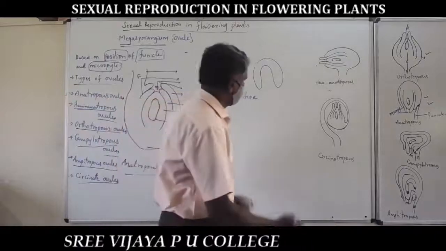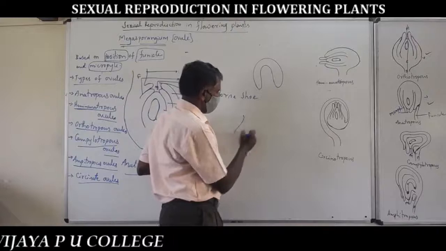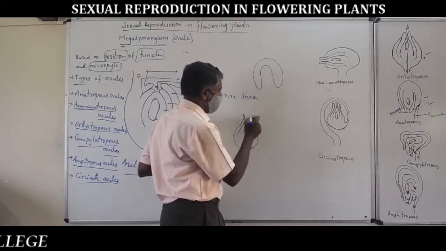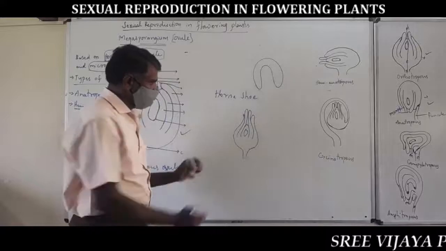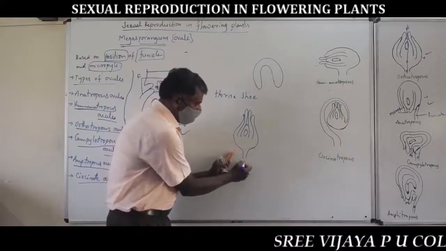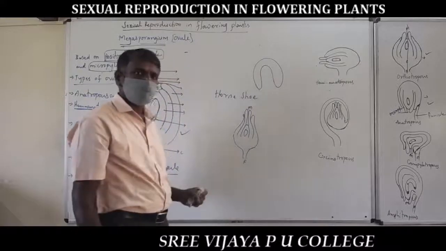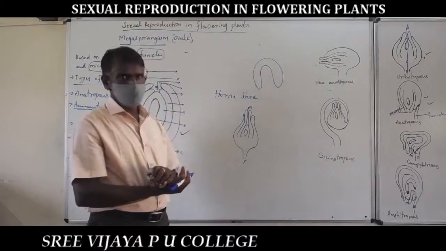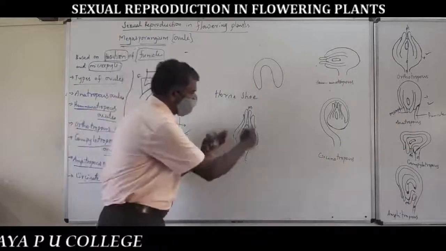Here the body looks like a straight one, that is an orthotropous ovule, but at the time of origination there is the funicle and the micropyle. Then the curvature of the body of the ovule, the curved nature of the body of the ovule, which turned one complete turn.